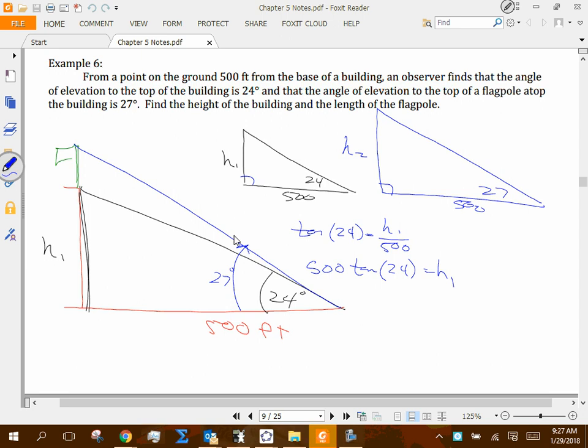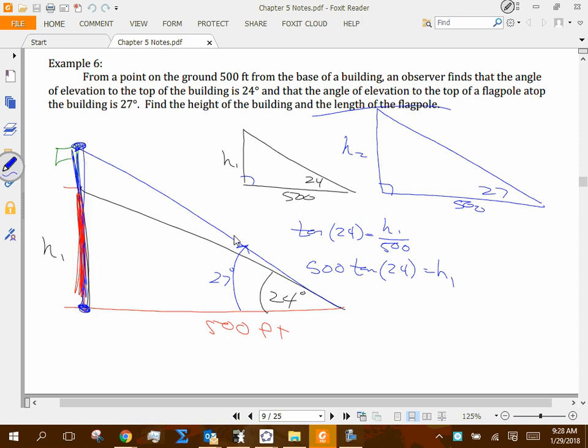Now, H2 is from the base of the building to the top of the flagpole, right? When I find that number, is that answering the question of finding the length of the flagpole? Or is that finding the height of the flagpole from the base of the ground to the top of the flagpole? That's finding that height. So I'm going to determine that distance. What am I going to do with that distance eventually, and the distance of H1? Yeah, I subtract them, and that gives me the height, the length, of the flagpole.